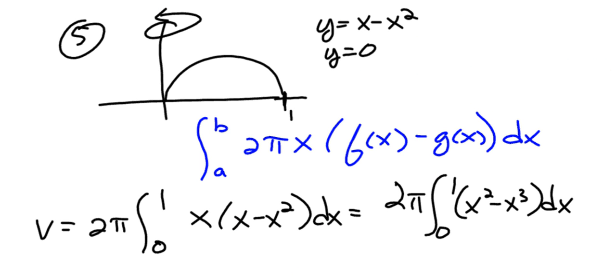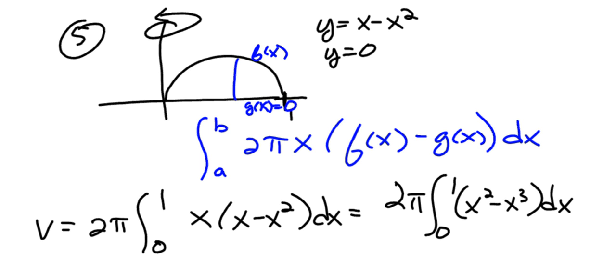I have number 5. We have here that it's rotating around the y-axis. We were given the functions, the region being bounded by y equals x minus x squared and y equals 0. So this is a case where I'm definitely going to have this as my height, but my f of x function is the curve, and my g of x function is going to be the x-axis, or it's 0.